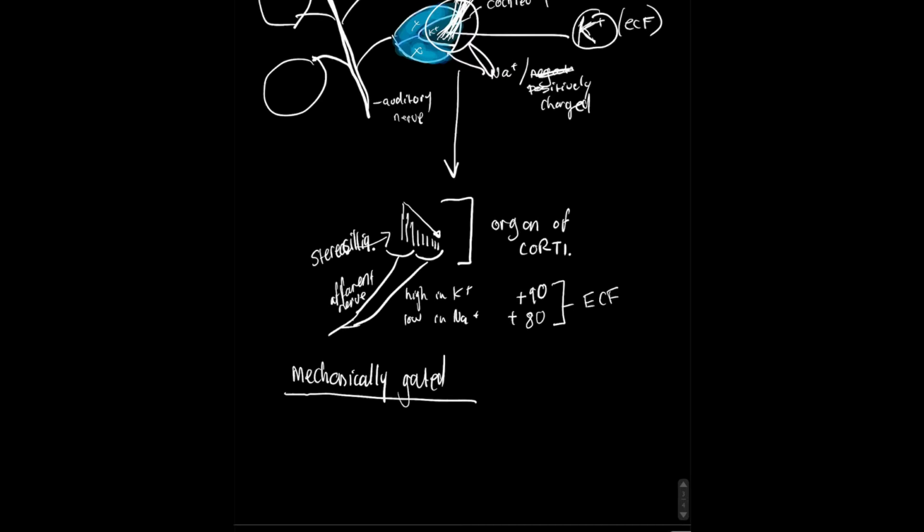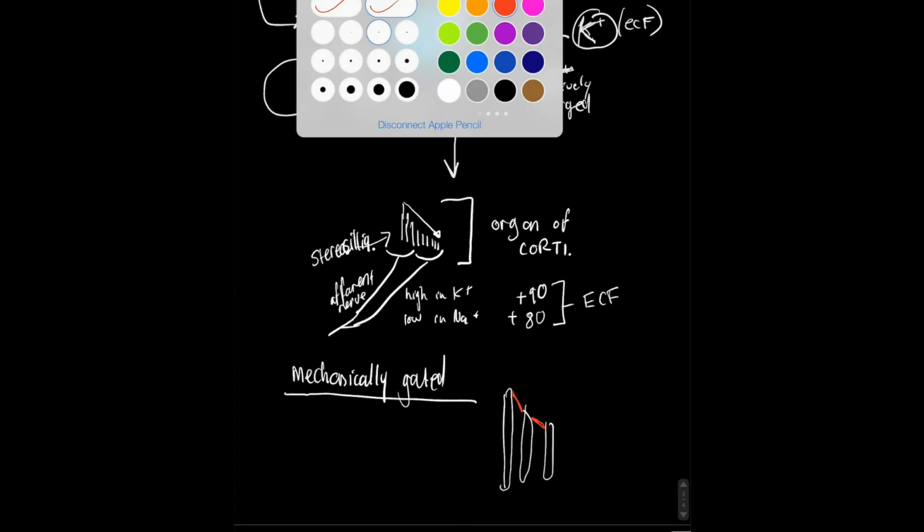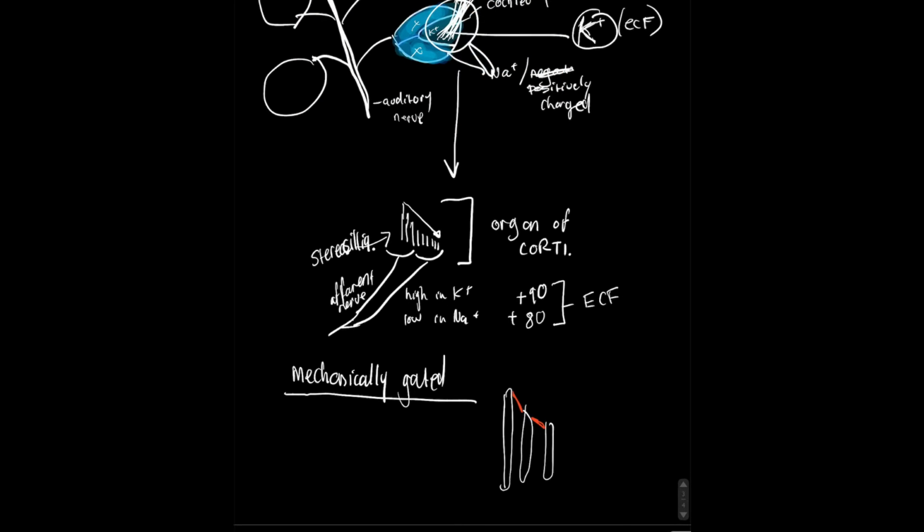Now, what's really important to understand here is that each of these stereocilia, if I was to draw them in a bigger line, they're linked by what we call a tip. Okay, so it looks a bit like this. They're not independent. They're linked by a tip. And it turns out pushing it in one direction or the other opens and closes different ion channels.